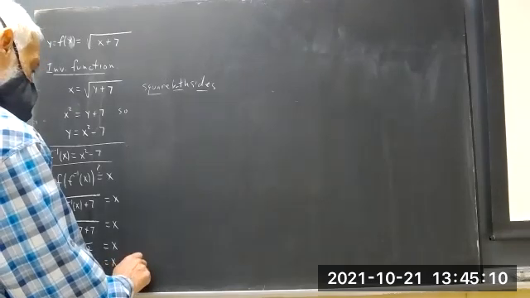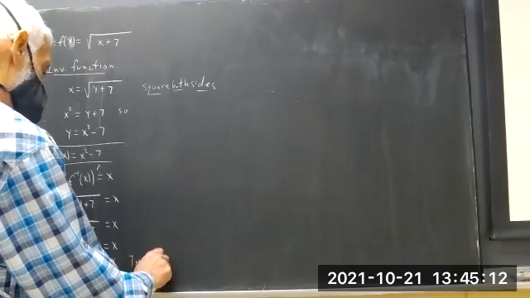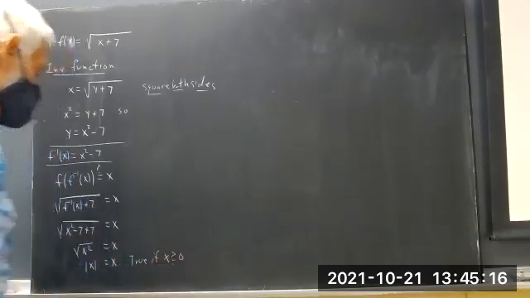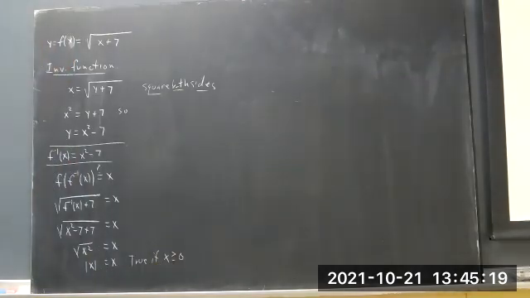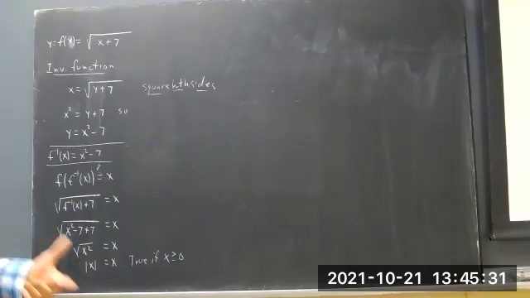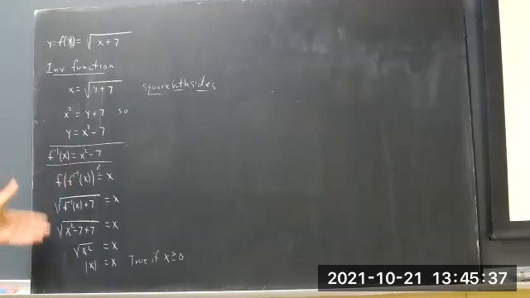This is true if x is greater than or equal to 0. If x was negative 1, the square root of x squared would be the square root of 1, which would be 1. It would not be equal to negative 1, so the square root of x squared would not be equal to x.